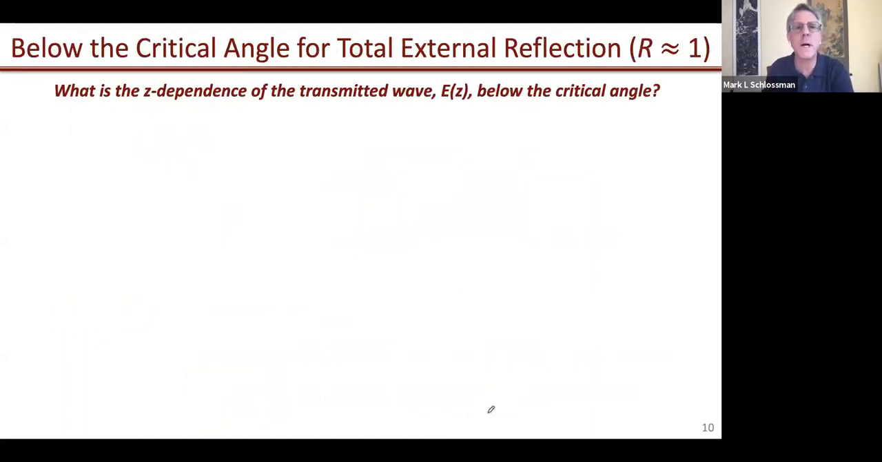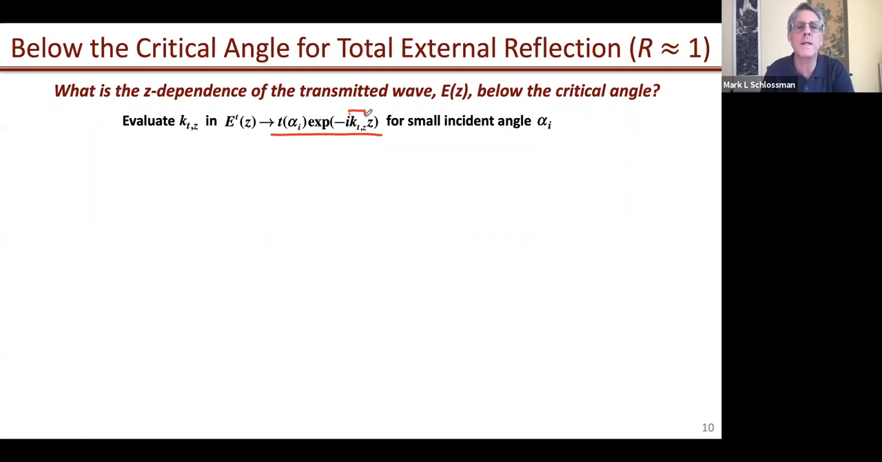Now let's think a little more about what's going on below the critical angle. And to do that, we have to think a little more carefully about the Z dependence of the transmitted wave E of Z below the critical angle. To do that, of course, we can go back to our previous expression, and we see that what we need to do is evaluate the Z component of the transmitted wave vector a little more carefully, particularly for very small incident angle near the critical angle.